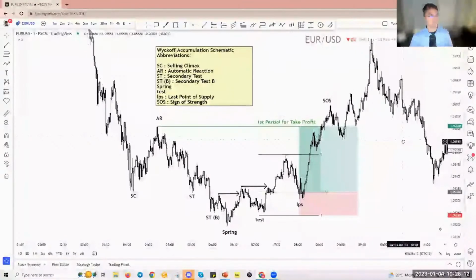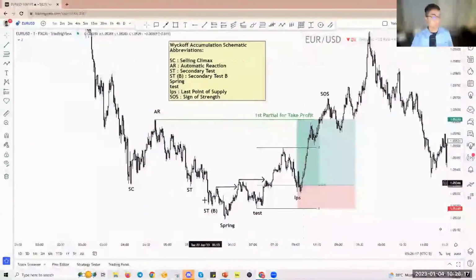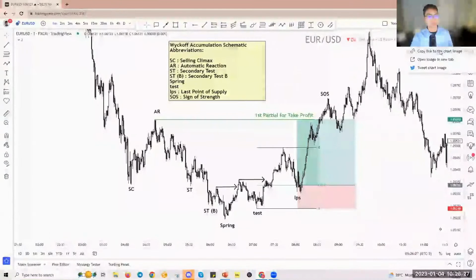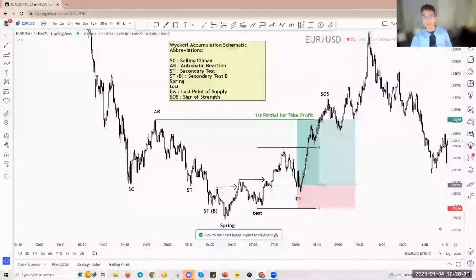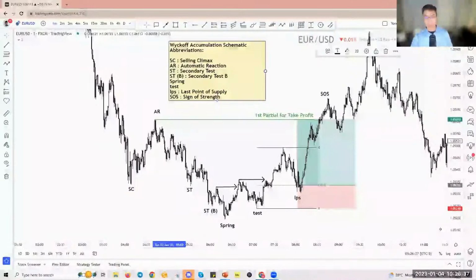All right. So yeah, this is the entire Wyckoff accumulation schematic. Okay, I will copy the link to the chart image and send it to everyone. This is the Wyckoff accumulation schematic on the 1 minute chart. Before I move on to distribution, reaccumulation, and redistribution, if you guys have any question, feel free to let me know, if you understand the schematic so far and how to spot it.